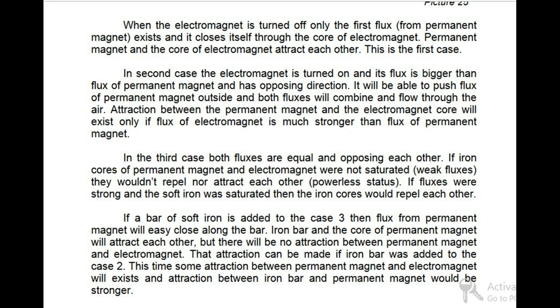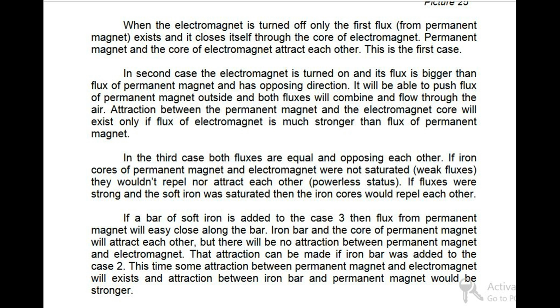If a bar of soft iron is added to case 3, then flux from the permanent magnet will easily close along the bar. The iron bar and the core of the permanent magnet will attract each other, but there will be no attraction between the permanent magnet and electromagnet. That attraction can be made if an iron bar is added to case 2. This time some attraction between the permanent magnet and electromagnet will exist and attraction between the iron bar and permanent magnet would be stronger.